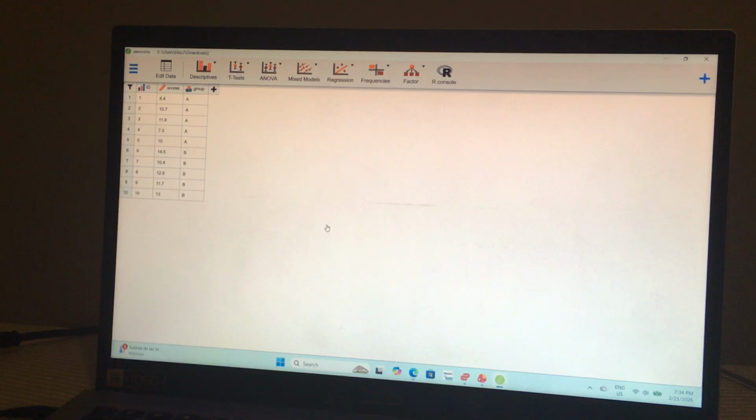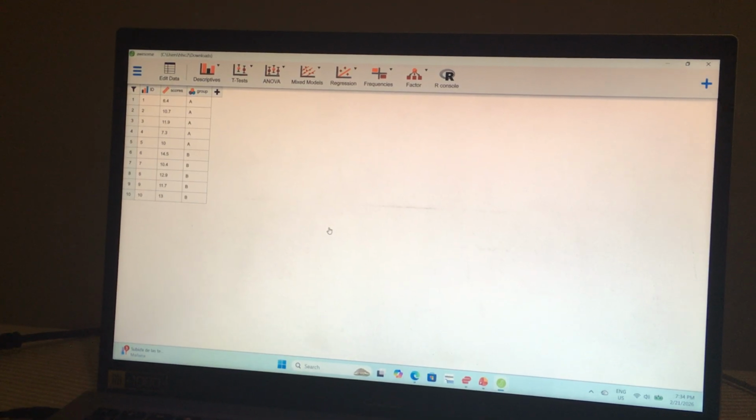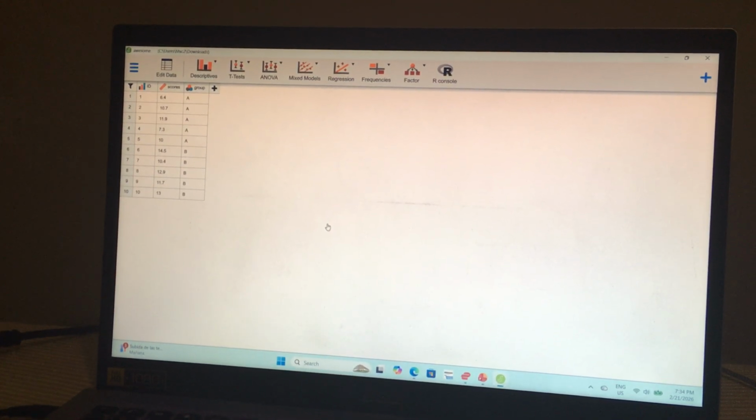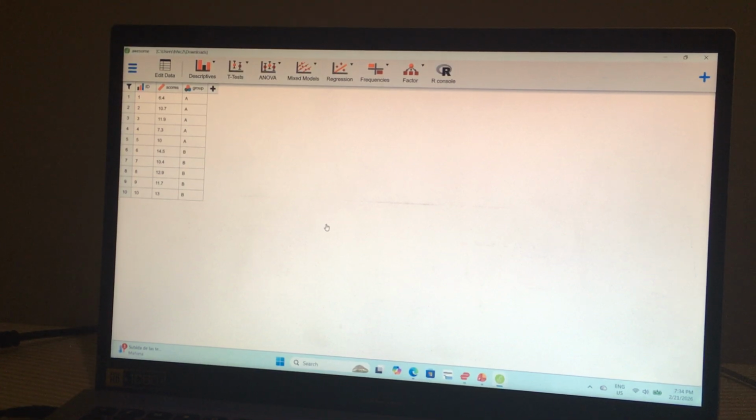Again, we have 10 values reported, right? We have the identifications of participant 1 through 10. We have our scores, and we have the grouping of A or B, all right? So this data, again, is in the awesome.csv file. There are two variables apart from the usual identification variable. There's scores and group. Now we're going to go to page 31.